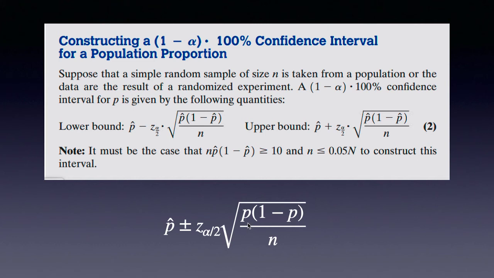And the question is, well, I don't know P. That's what I'm trying to estimate. So notice that right here, basically what we do is we substitute our P hat in for those P's that we don't know. This is a popular thing to do, and this will give us our confidence interval. So our confidence interval is P hat plus or minus Z alpha over 2 times the square root of P hat times 1 minus P hat over N. And again, you should check these conditions, which are not unfamiliar to you as of yet.